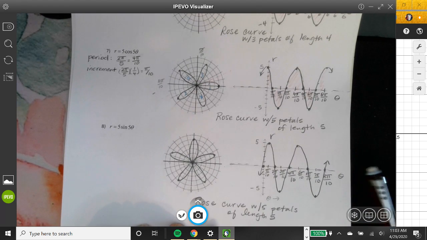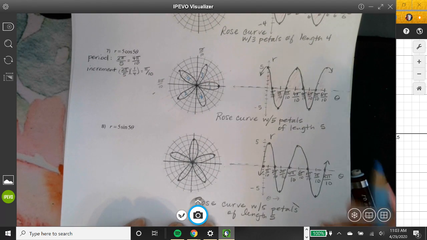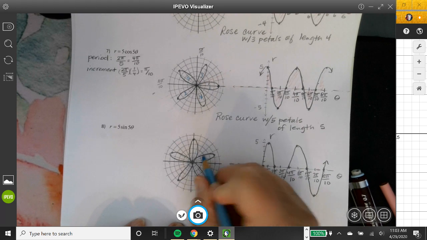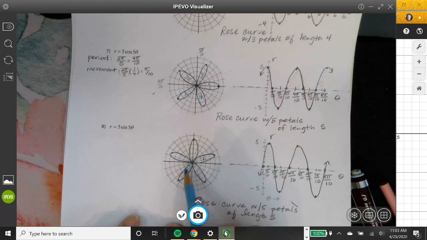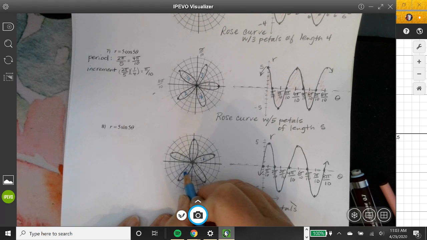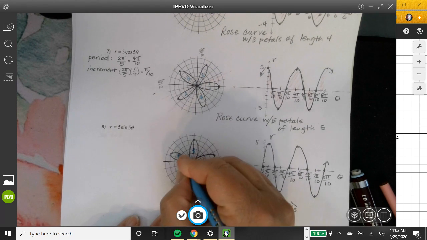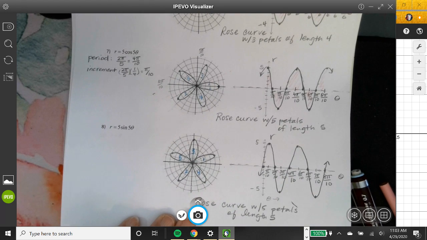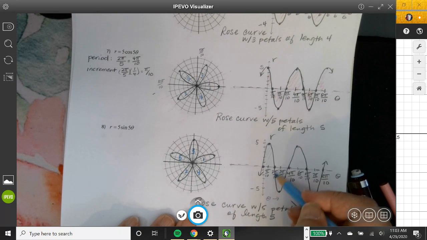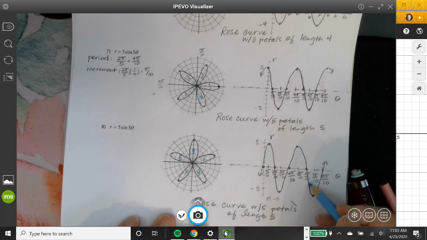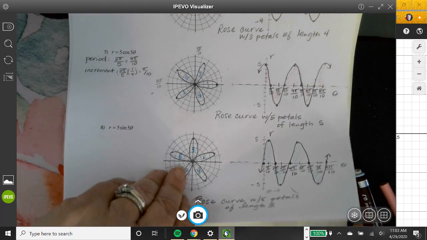All right, so which petal did we do first? Well, we did this petal first, and then we did this petal second, and then we did this petal third, then fourth, and then fifth. Right? Because this is petal 1, petal 2, petal 3, petal 4, and we would just do one more to do petal 5. All right.